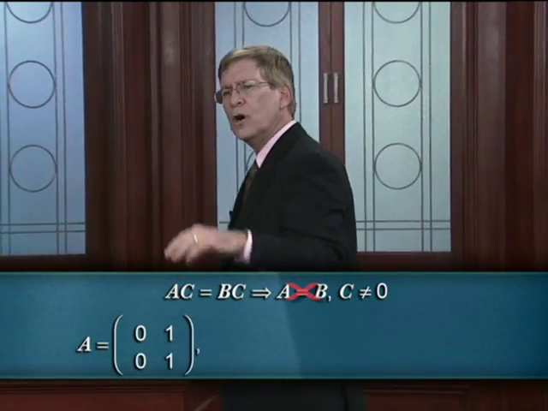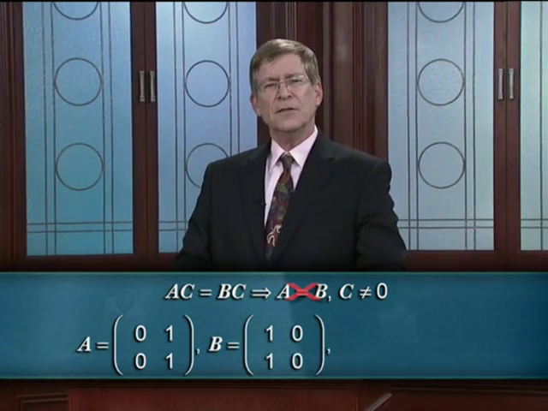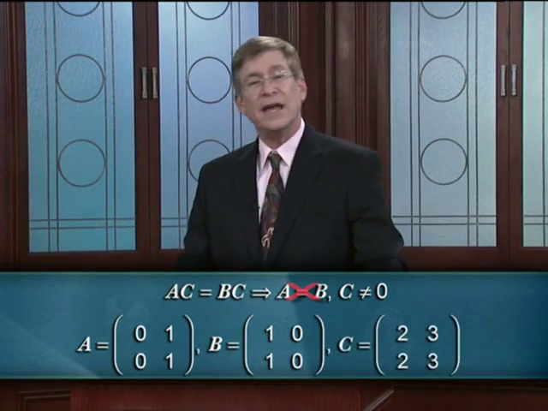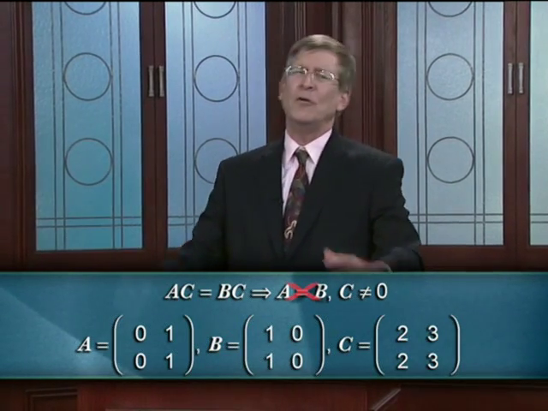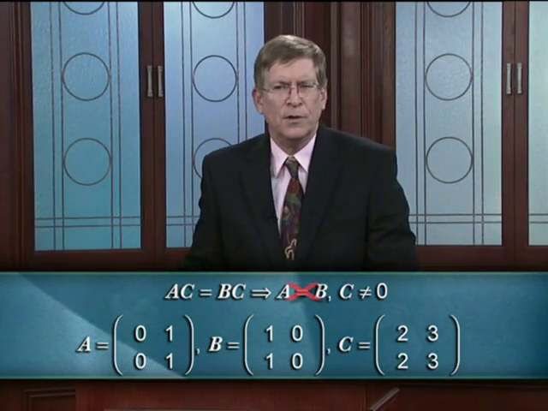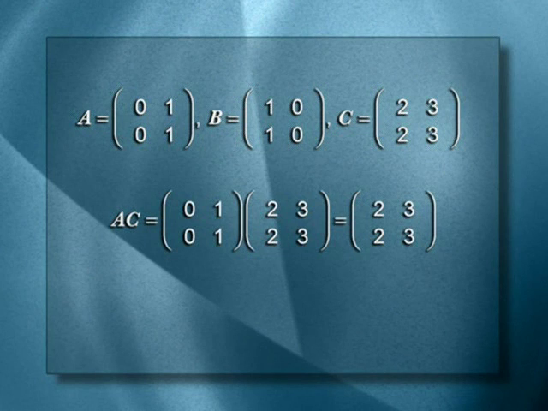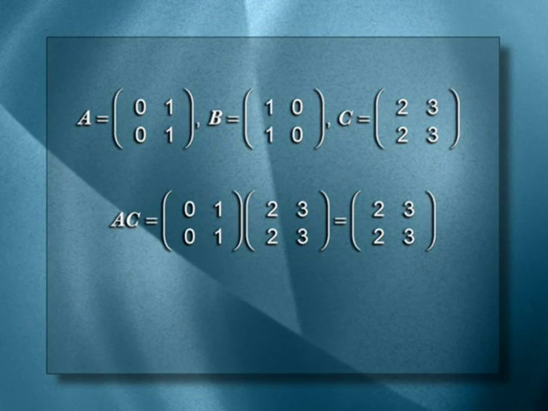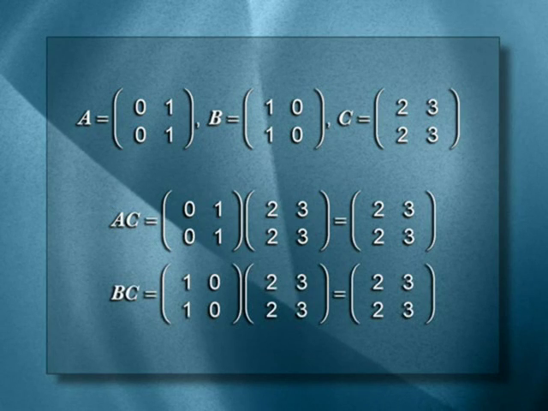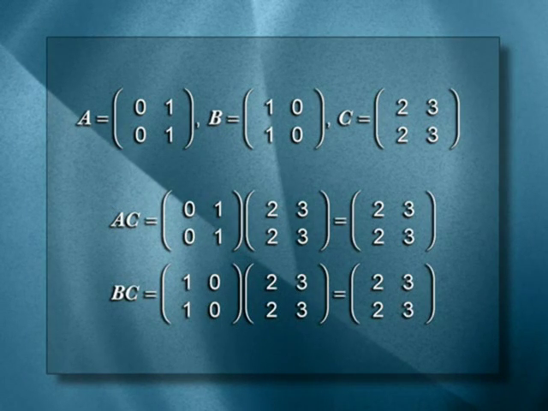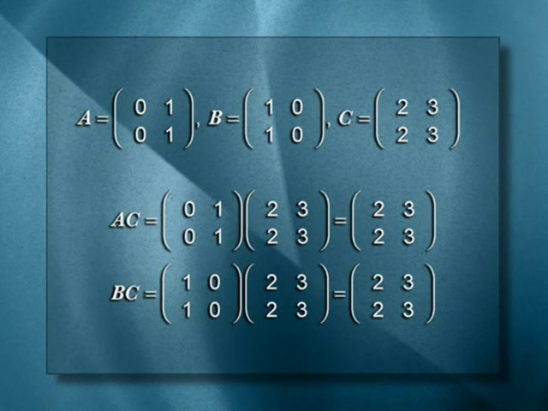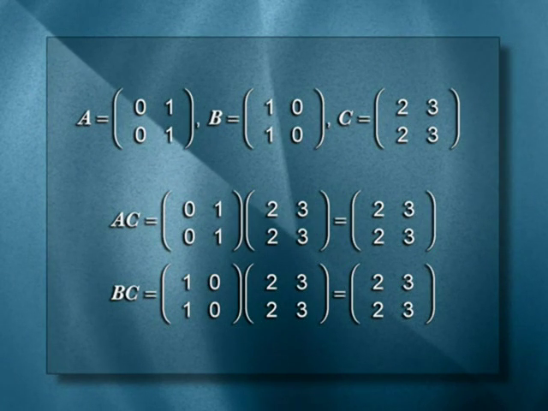Let A be 0, 1, 0, 1, and B the matrix 1, 0, 1, 0, and C the matrix 2, 3, 2, 3. There are lots of counterexamples, but here's the one I came up with. Now, with those choices, I'll let you verify the following. A times C equals 2, 3, 2, 3, and B times C also equals 2, 3, 2, 3. So AC and BC are equal to each other. But notice that A and B are not the same matrix. So that's kind of a quick example to show that that cancellation property, unfortunately, is not true with matrices.